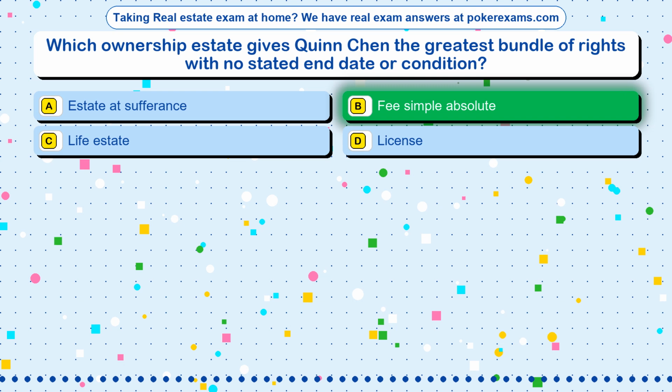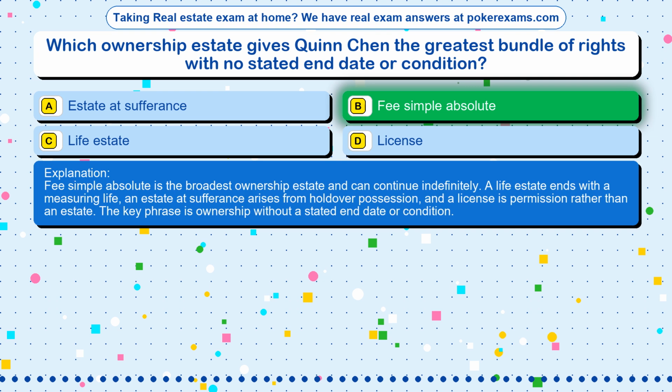The correct answer is option B, fee simple absolute. Fee simple absolute is the broadest ownership estate and can continue indefinitely. A life estate ends with a measuring life, an estate at sufferance arises from holdover possession, and a license is permission rather than an estate. The key phrase is ownership without a stated end date or condition.